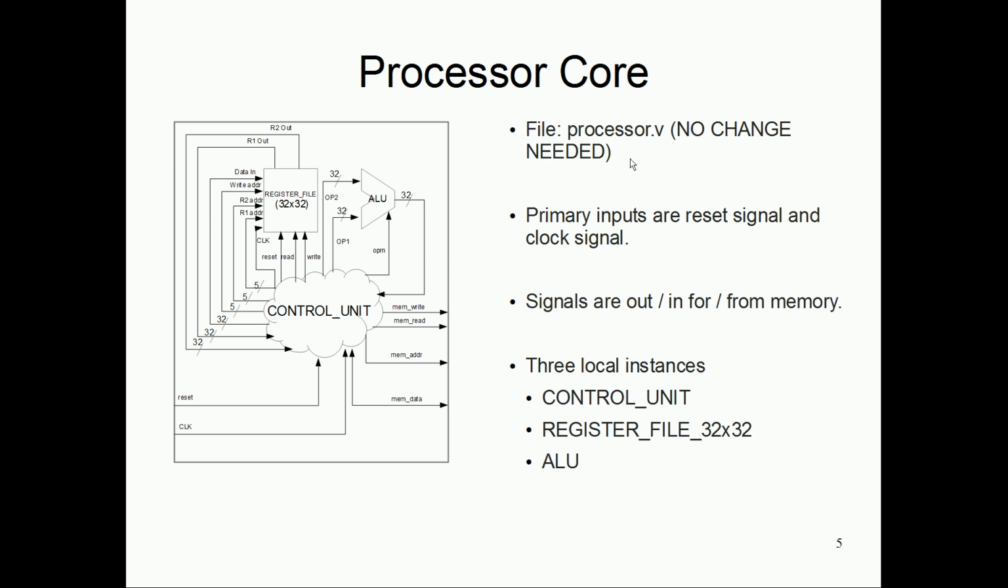Now processor.v is again a bunch of connections. I didn't want you to bother about these connections. They have to be very careful, and they are well tested from the last semesters. So just take it as it is, no change needed. The primary inputs are the reset and clock signals, and outputs are mem write, mem read, and memory address, and of course we have a bidirectional memory data which is fed into the control unit. We instantiate a control unit, register file, and ALU. That's all we do here.